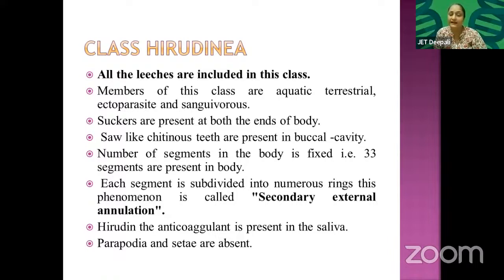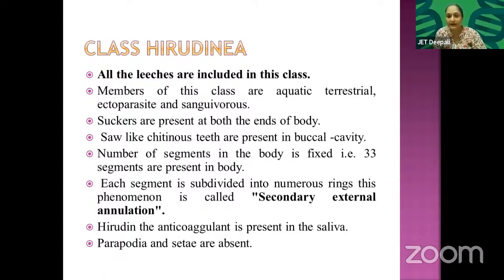Members of this class are aquatic, terrestrial, ectoparasite, and sanguivorous. They are found in the soil also, but it should be filled with water. Aquatic, moist soil. Ectoparasite means they are not entering inside the body. Whatever they want, they take from the outside of the body. Sanguivorous is the word used for blood-sucking worms. They are feeding on your blood.